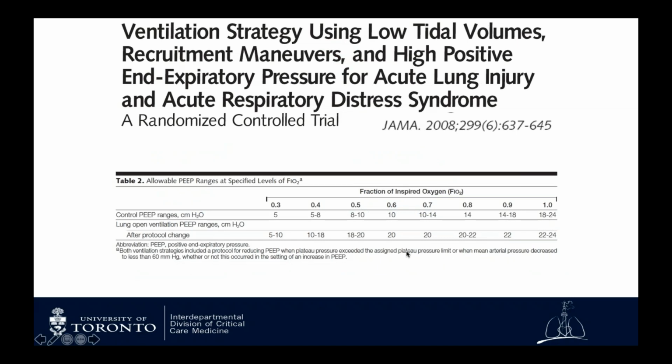This one is from the Lung Open Ventilation study that Maureen Meade and Tom Stewart led. And here you can see that even at relatively moderate levels of oxygen, FiO2s of 40 to 50%, you could be up to as high as 18 to 20 centimeters of water PEEP.